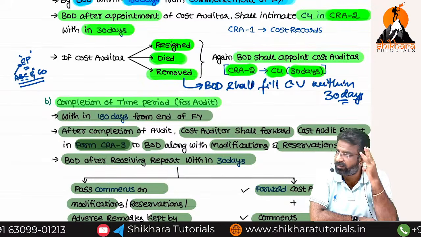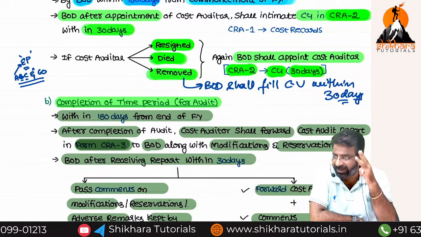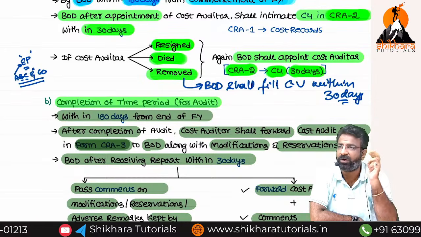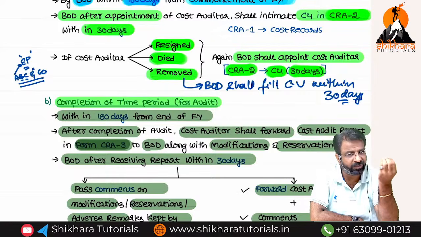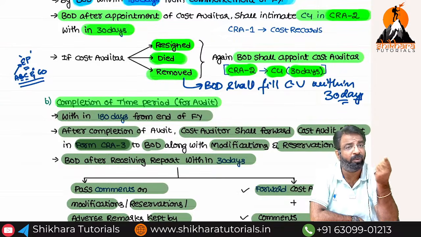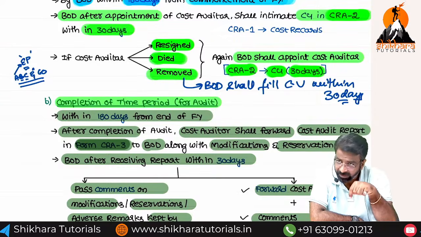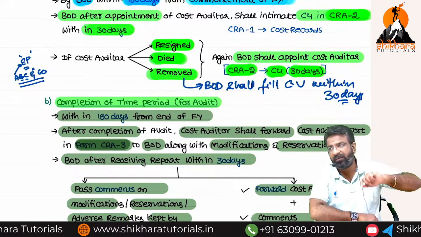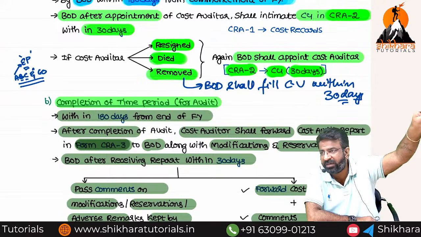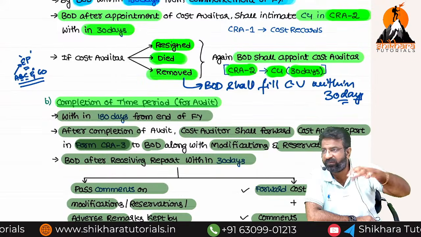Now, if our present cost auditor died or resigned or got removed, then in that case, we will reappoint the new cost auditor, filling the casual vacancy by the board of directors. From the day we appointed him, within the next 30 days, we have to again send form number CRA2 to the central government intimating the details of the new cost auditor.